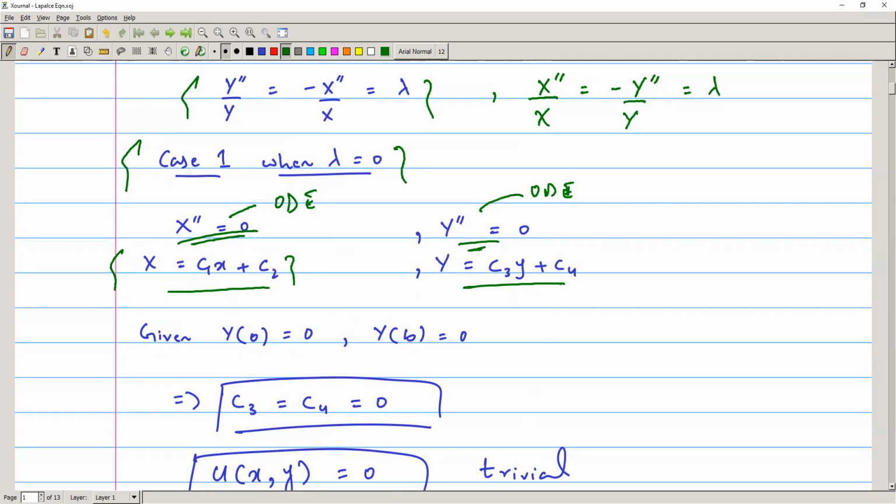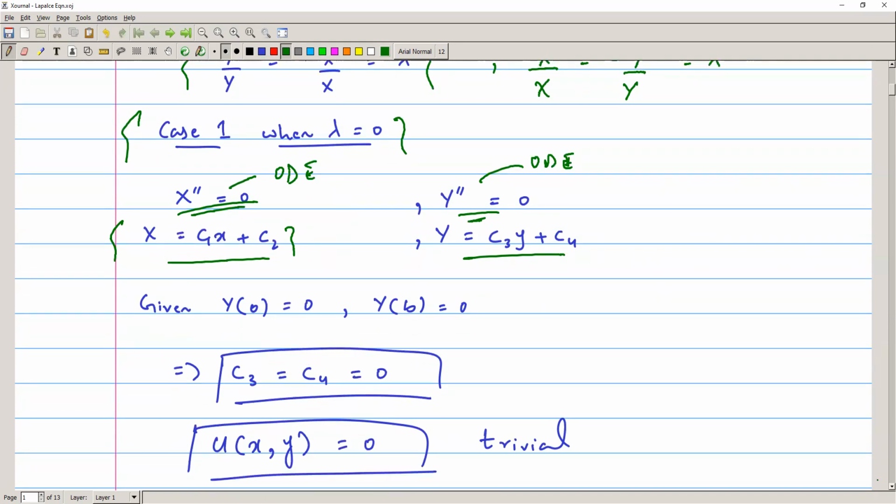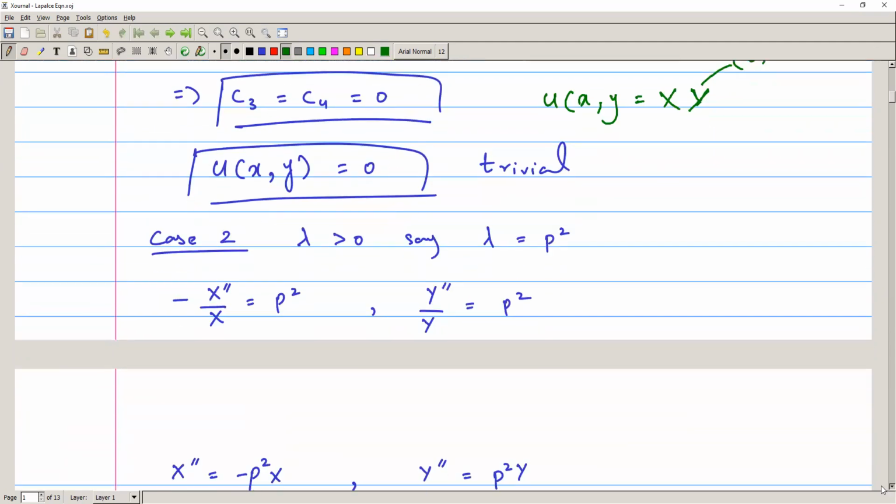Now we'll apply the boundary conditions. We have the boundary conditions for Y, Y at 0 and Y at b are equal to 0. So these are the suitable conditions to apply here in this equation. And we will get C3 is equals to C4 is equals to 0, which means that u of x comma y is equals to XY. That will be 0 if we plug 0 in place of this Y, right? Because C3 and C4 are 0. Therefore, the solution is trivial.